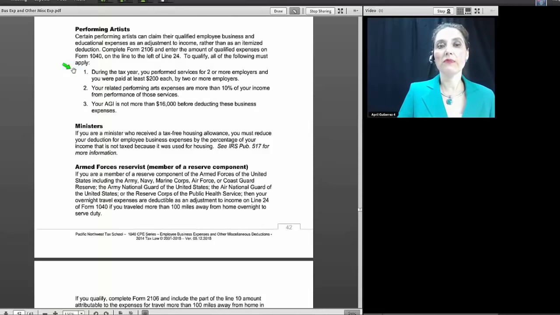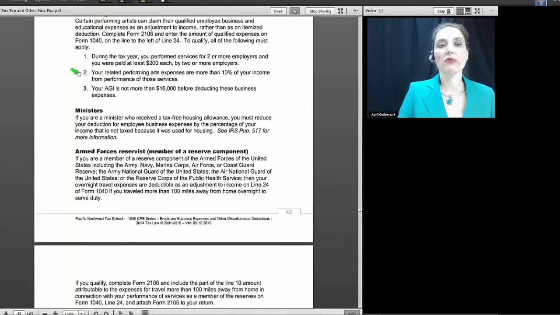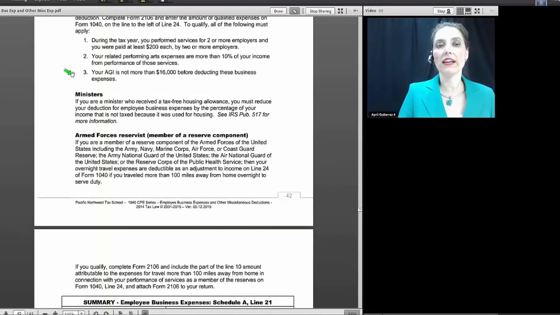To be considered a performing artist that qualifies for this special treatment, you must meet the following tests. During the year, you performed services for 2 or more employers, and you were paid at least $200 by each of those 2 or more employers. Your related performing arts expenses are more than 10% of your income for performing those services, and your AGI cannot be more than $16,000 before you perform those services.